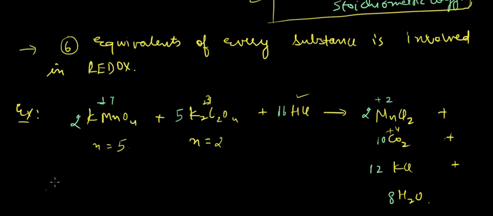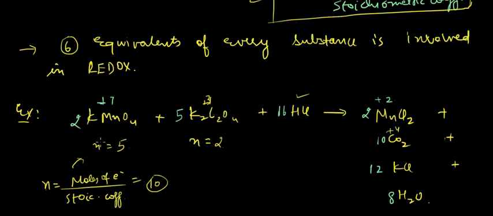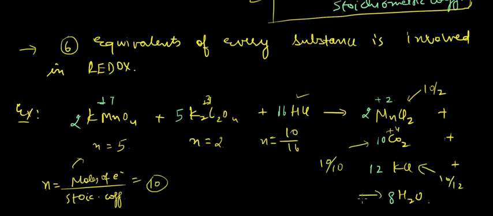So we know that n factor equals moles of electrons divided by stoichiometric coefficient. So number of moles of electrons from this would be 10, or you can also take 2 into 5, it would be 10, and 5 into 2, again it would be 10. So moles of electrons would be 10. So n factor here would be 10 by 16. For this it would be 10 by 2, again 10 by 10, then 10 by 12, and 10 by 8.